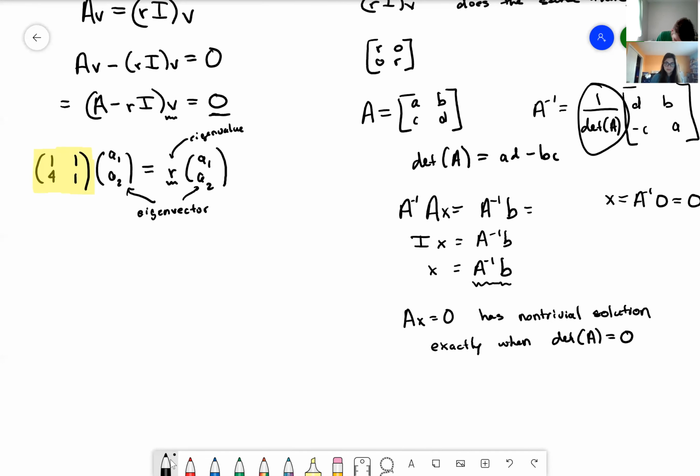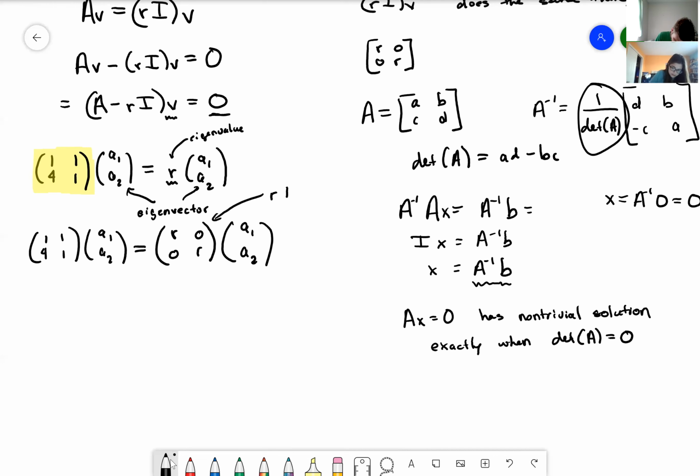We're going to have the matrix [1, 4; 1, 1] times (a1, a2) equals r times (a1, a2). This is our eigenvalue equation, right? Subtract it over to the other side and factor it out. I'll do this in one step. We get [1 minus r, 1; 4, 1 minus r] times (a1, a2) is equal to (0, 0).